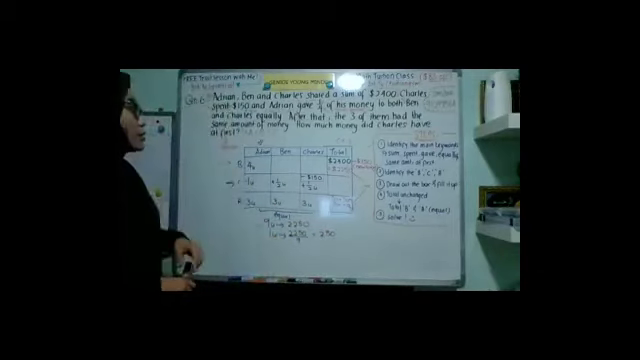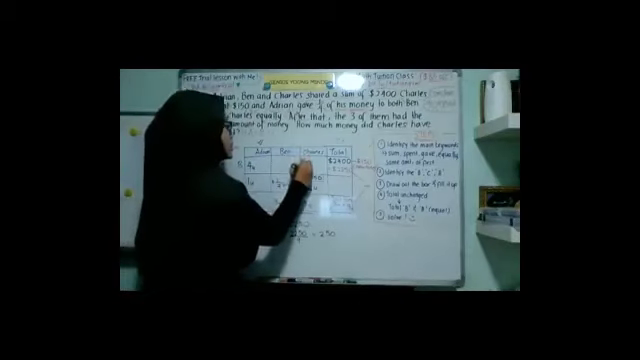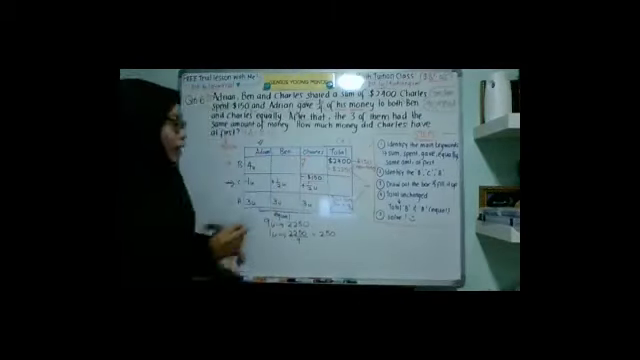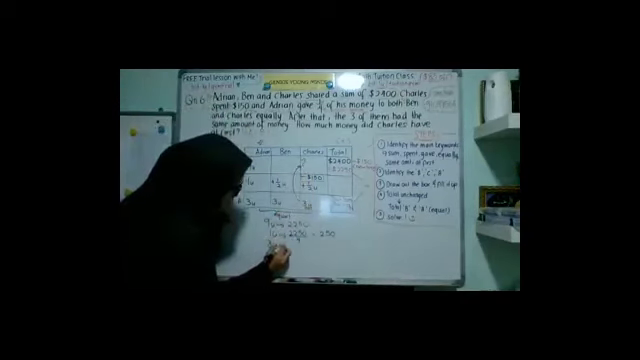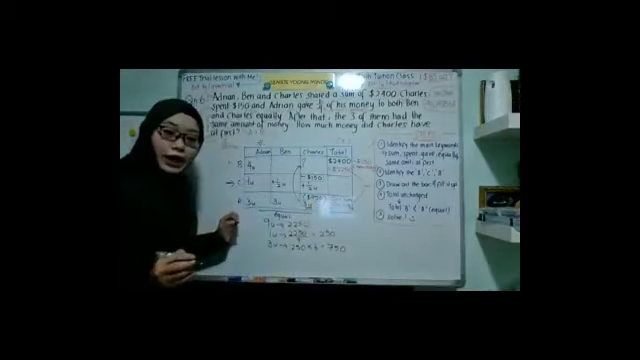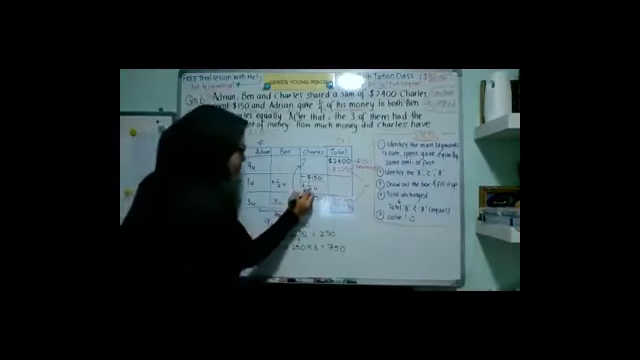Now, I want to know how much money Charles had at first. Which means I need to find these 3 units first, and then I work backwards. So let's find 3 units. How to find 3 units? 3 units is 250 times 3. That will give me $750. Okay, done.